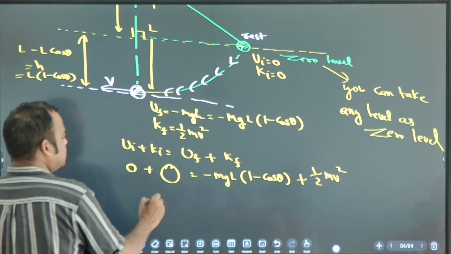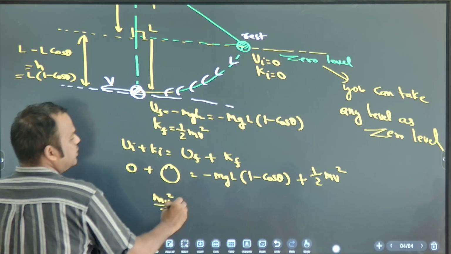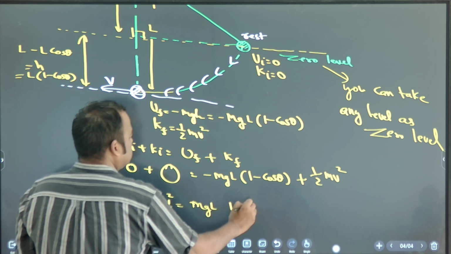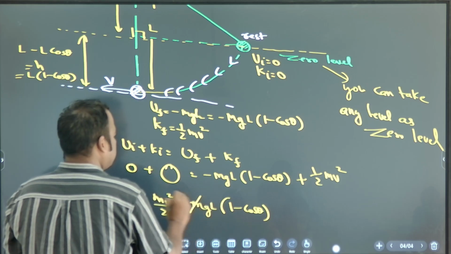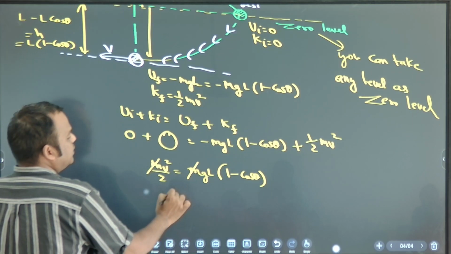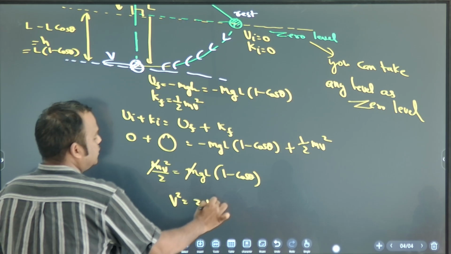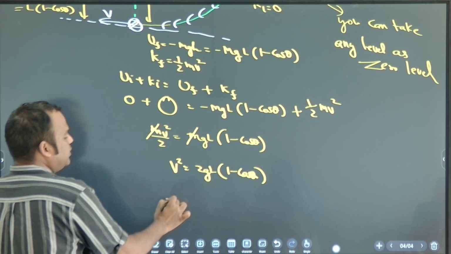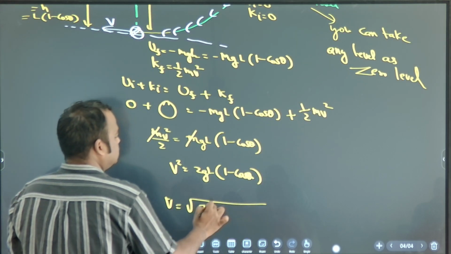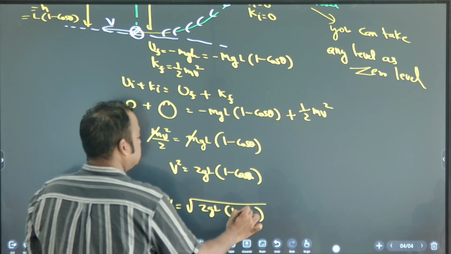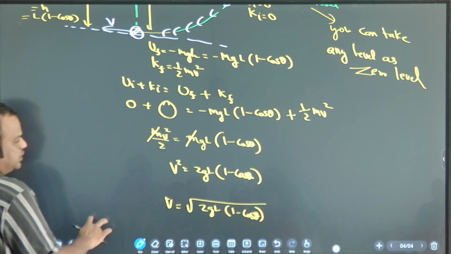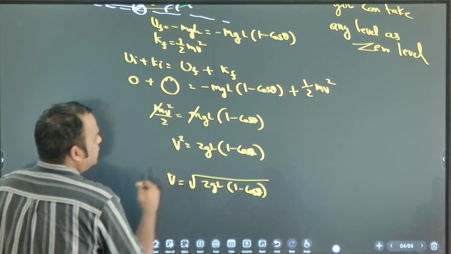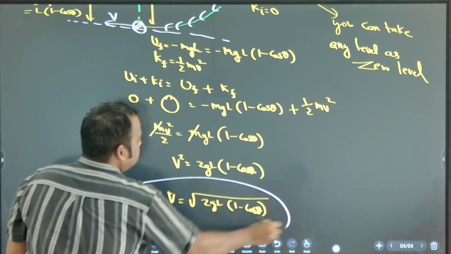So what is the answer now? mv square by 2 is equal to mgl into 1 minus cos theta, cancel. So you will get v square is equal to 2gl into 1 minus cos theta. So v is equal to square root of 2gl into 1 minus cos theta. Okay, clear? Okay, done. So just remember this. Memorize the formula.